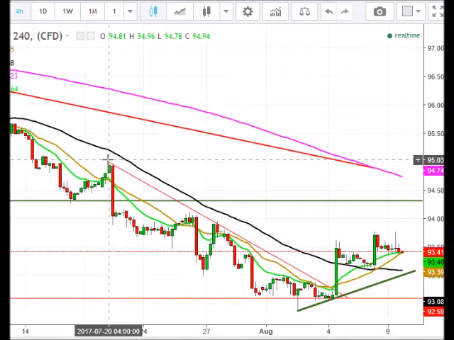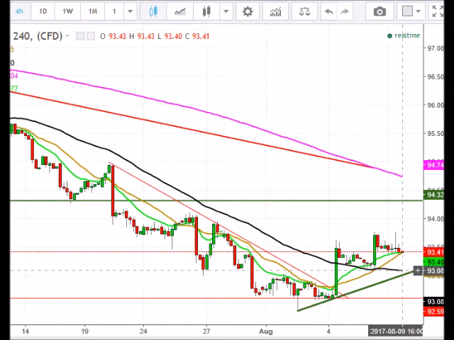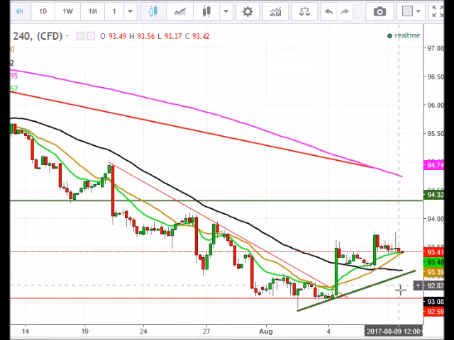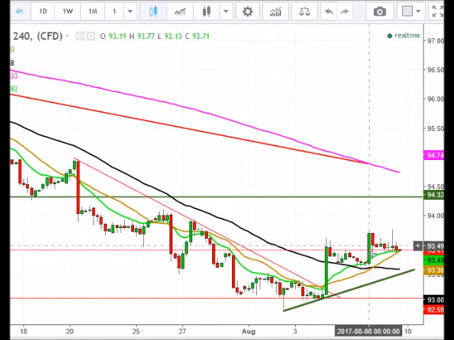Going back to my 4 hour time frame, it would not be out of the question for price to come down to this 93 level before we see another attempt of the US dollar to push further back up. So that's what I'll be looking for myself, is to see the US dollar try to get itself together here.